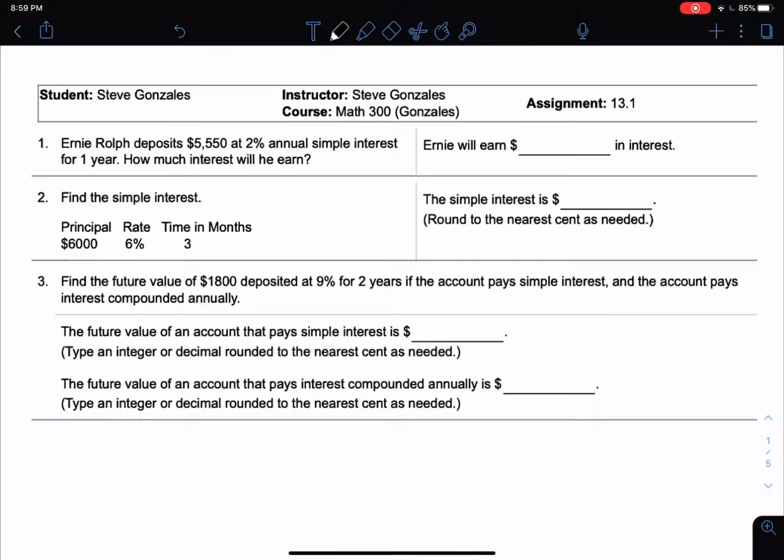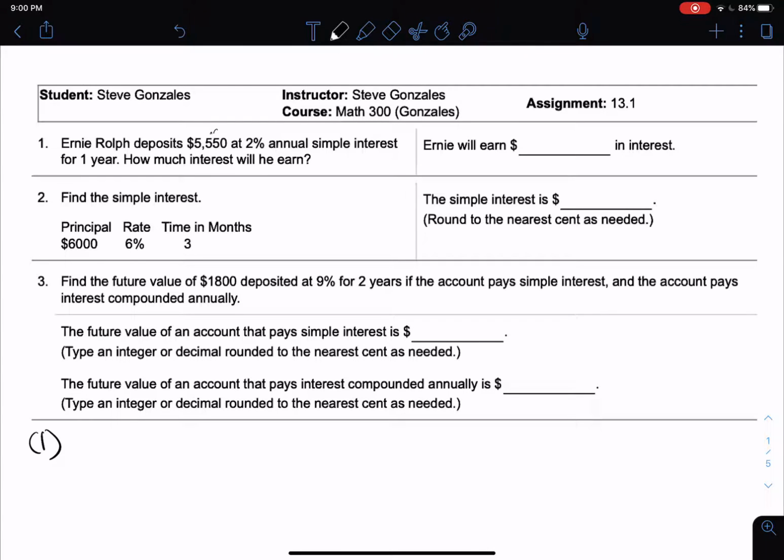Number one, Ernie Rawls deposits $5,550 at 2% annual simple interest for 1 year. How much interest will he earn? So we're just talking about interest that is earned, and there's actually a formula for interest. You could figure out how much money he accrues over the time, and then take that amount and subtract it from this starting amount. But we have a simple enough formula for this, so let's just use it.